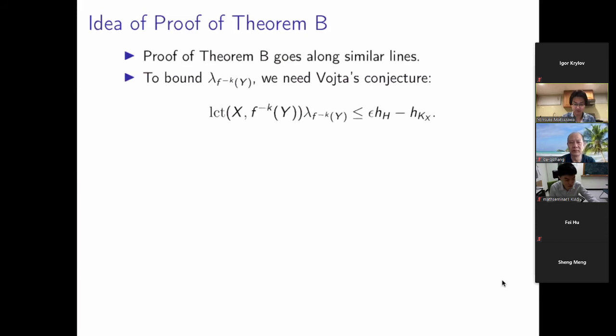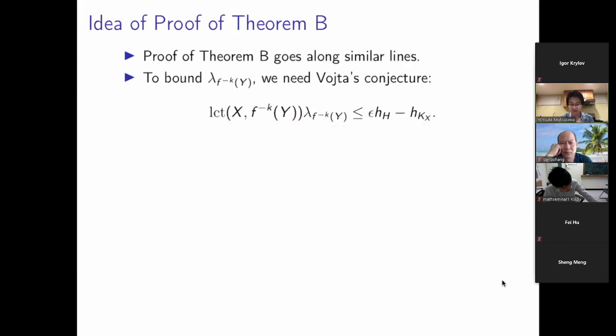But in the higher dimensional case, if Y has positive dimension, we have to bound this local height function. If Y has positive dimension, this is very likely to be irreducible. So the preimage of Y could be singular but irreducible. In order to bound this guy, we need Vojta's conjecture, and I displayed here some variant of Vojta's conjecture.